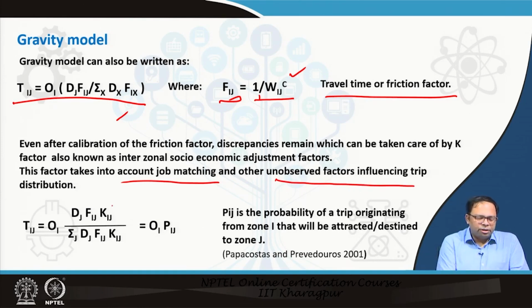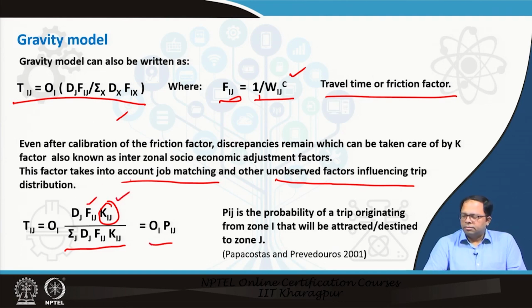So, that is why we introduced this new factor Kij, and the same way we have done Fij at the top, we can also include Kij, and that also goes in the denominator term. Finally, we can write OI times Pij, where Pij is the probability of a trip originating from zone I being attracted or destined to zone j. So, we have to determine these Fij and Kij values eventually.